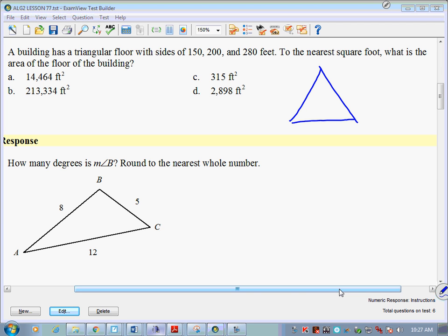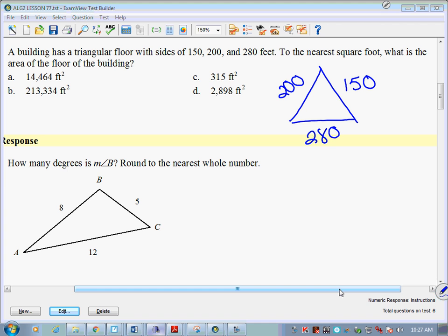Okay, Jose, what number would you put on, like, maybe the left-hand side? So you're just going to put a 200. On the right-hand side? 150. And I'm guessing on the bottom 280, right? Okay. To the nearest square foot, what is the area of the floor of the building? All right, so am I using the law of cosines, or am I using a different formula? So we want to go back to Heron's formula, right?